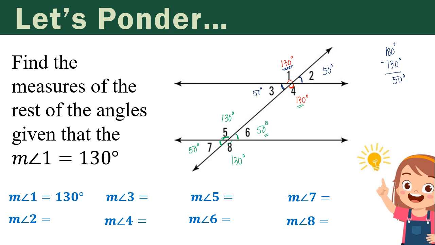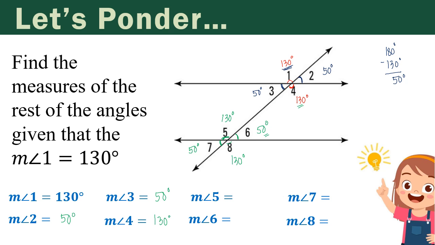Alright? Since we are able to identify the angle measures for each angle, we can now rewrite our answers here. The measure of angle 2 is 50 degrees. The measure of angle 3 is also 50 degrees. The measure of angle 4 is 130 degrees. Do not forget the unit of measurement, the degrees.